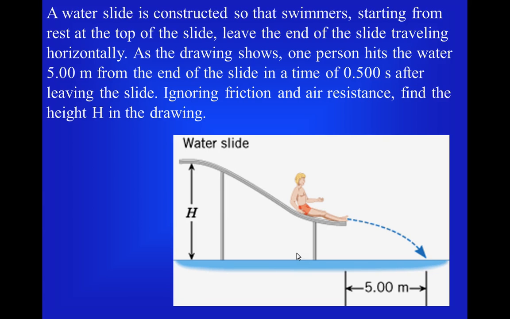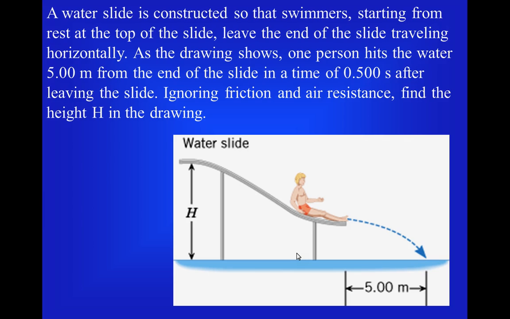Alright, a water slide is constructed so that swimmers, starting from rest at the top of the slide, leave the end of the slide traveling horizontally, as the drawing shows. One person hits the water 5 meters from the end of the slide in a time of 0.5 seconds after leaving the slide. Ignoring friction and air resistance, find the height of the slide in the drawing.